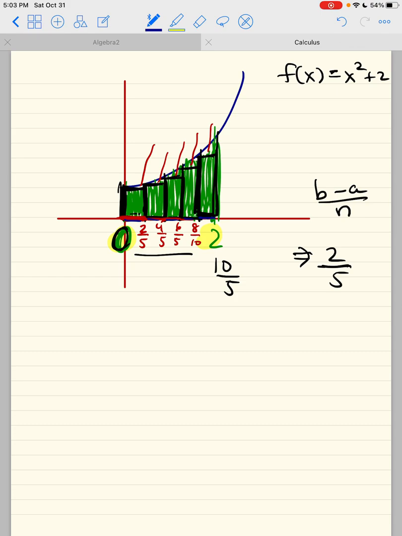However, the height is different each time. The height is this, this, this, this, and this. Okay? We're not going to use the last one. So the height in this case is this. So make your L's for left. Now, the height, when it's 0, you're going to get a height of 2. When it's 2/5, you're going to get a height of 2/5 squared plus 2. Okay? So when it's 4/5, you're going to get 4/5 squared plus 2.